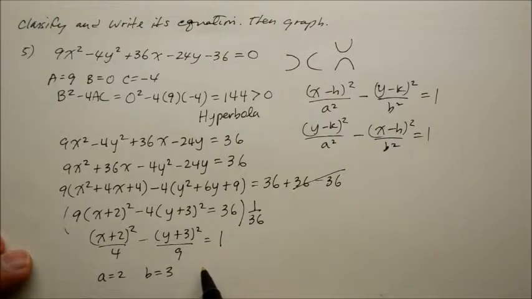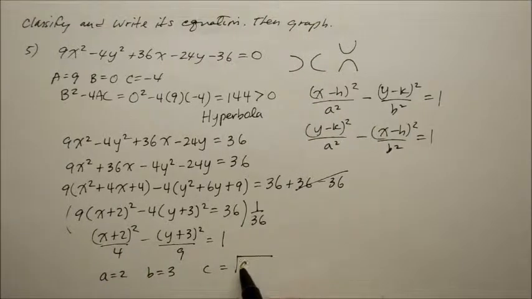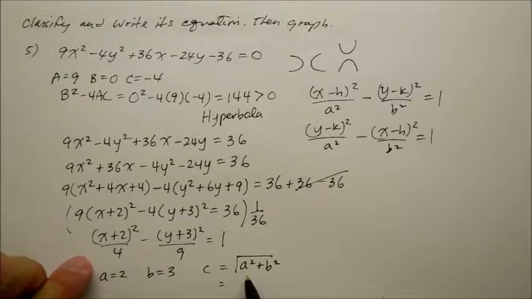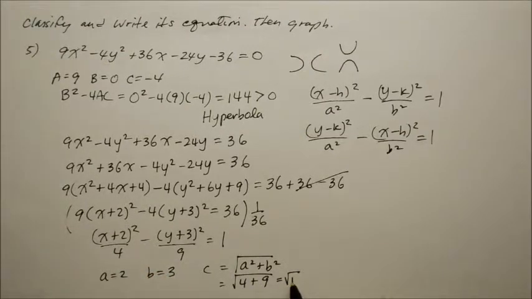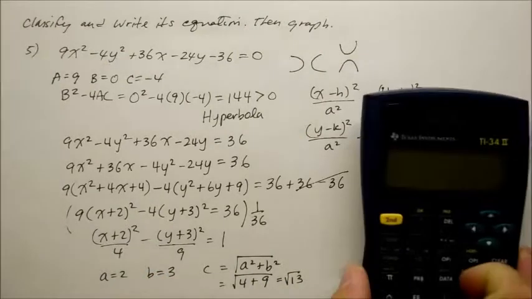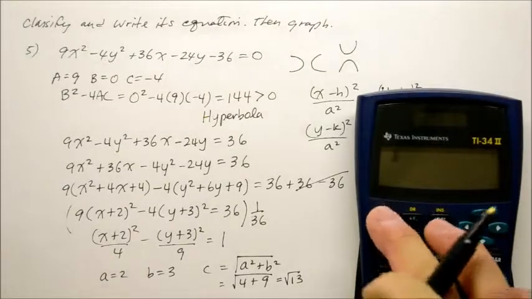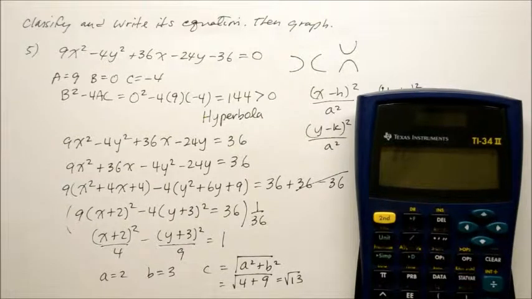What's the focus? The focus is the square root of a squared plus b squared. So in this case, it is 4 plus 9, and so it becomes the square root of 13. What exactly is the square root of 13? Well, the square root of 13 is approximately 3.6.